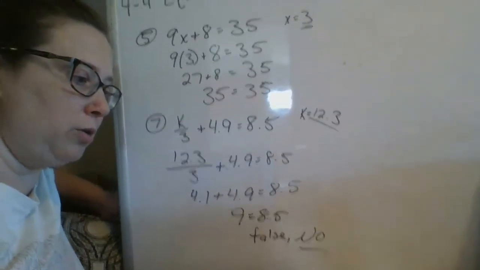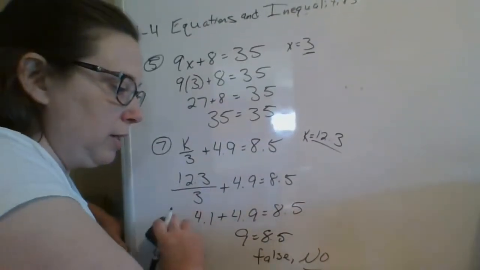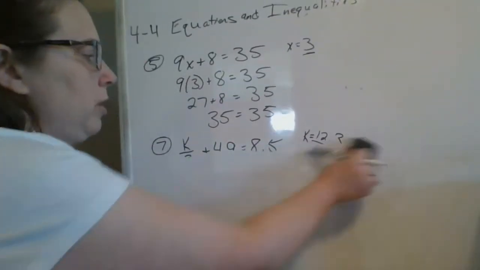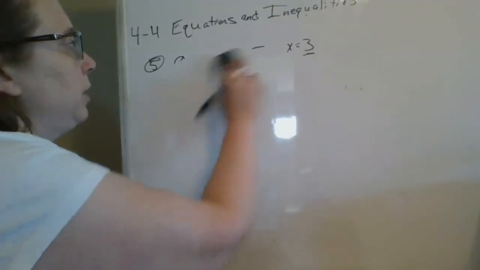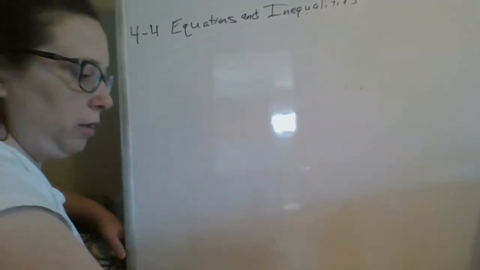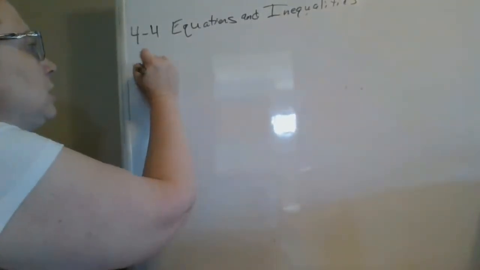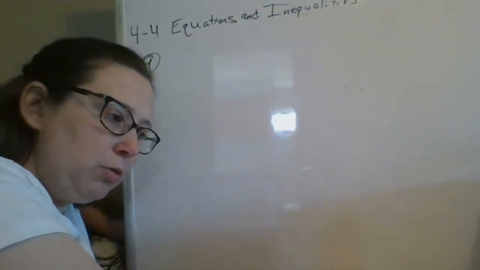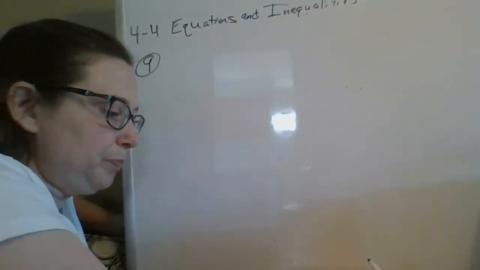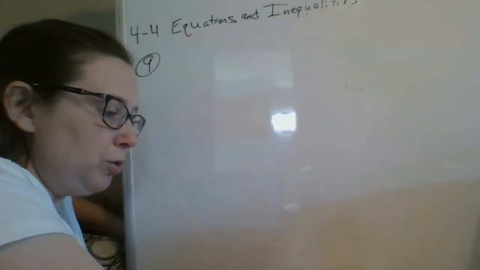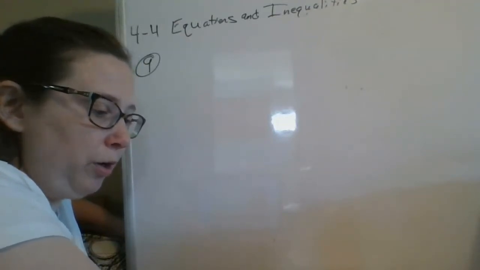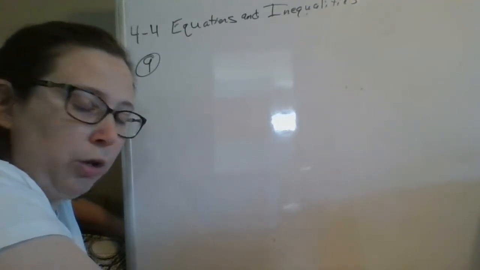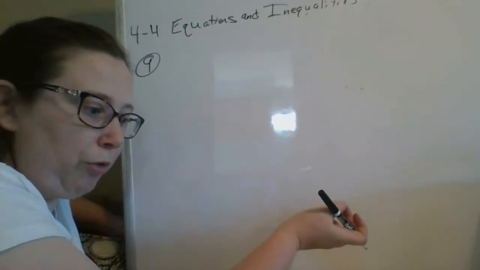Moving on to the next section, it says write as an inequality. So we're translating from words into math, and we're going to be using our less than, greater than, less than or equal to, greater than or equal to, or maybe not equals. And we are to decide whether or not it's open or closed. If it is closed, we're deciding if it's true or false.